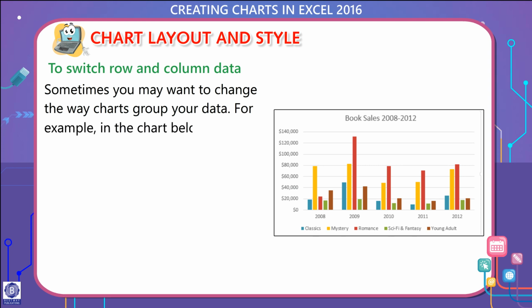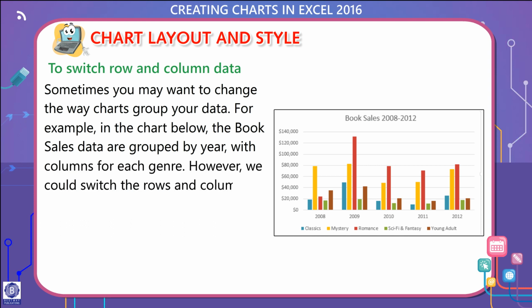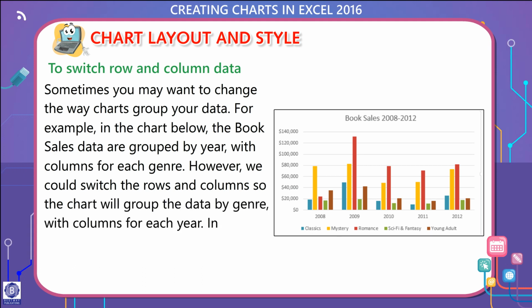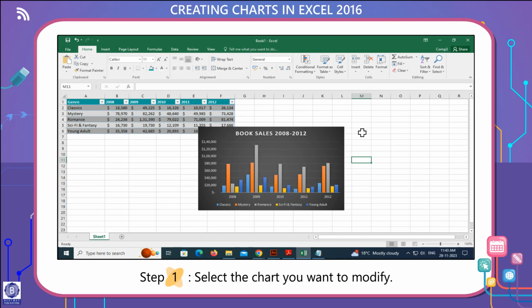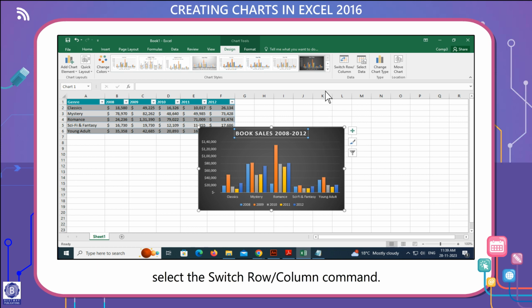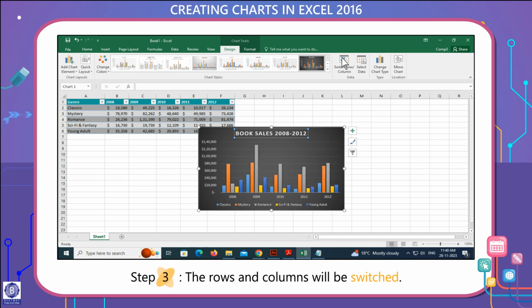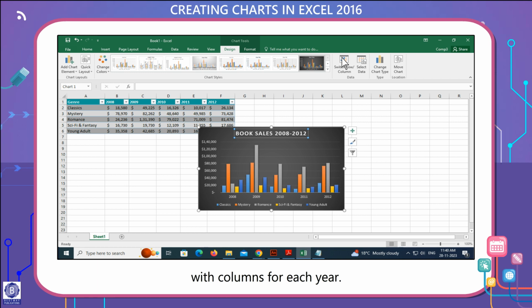For example, in the chart below, the book sales data are grouped by year with columns for each genre. However, we could switch the rows and columns so the chart will group the data by genre and columns for each year. In both cases, the chart contains the same data. It's just organized differently. Step 1. Select the chart you want to modify. Step 2. From the Design tab, select the Switch Row Column command. Step 3. The rows and columns will be switched. In our example, the data is now grouped by genre with columns for each year.